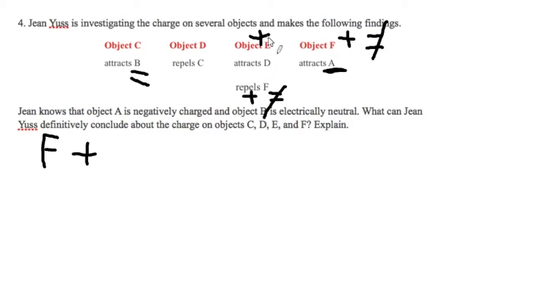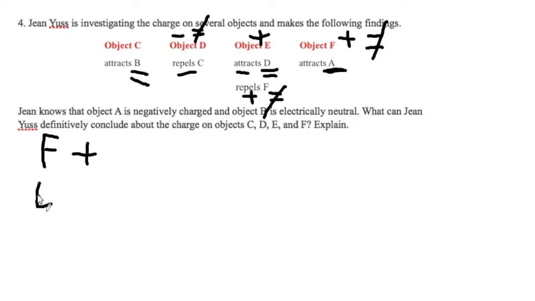Now, object D is attracted to object E, so it can be negative. But object D can also be neutral because neutral objects attract charges. So now we'll go over here and find out that object D, which is negative or neutral, repels object C. And neutral objects don't repel things, so we can immediately cross that out. So object C also has to be negative because a positive object would be attracted to object D, but object D is repelling object C, so they both have to be negative.